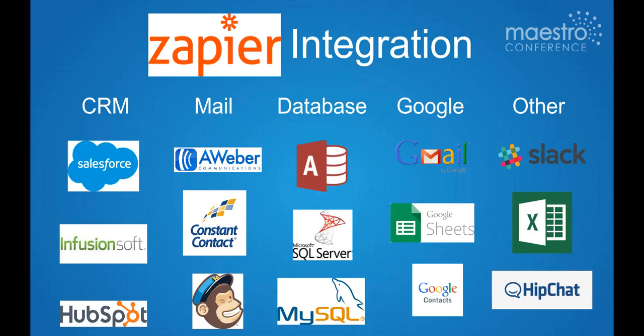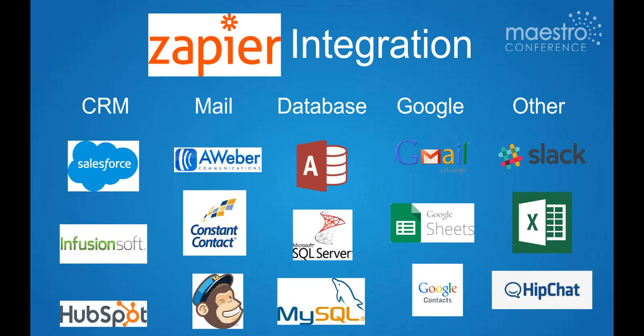MaestroConference is pleased to announce our integration with Zapier. Zapier is a tool that lets you use data from one system and put it into another, in this case using MaestroConference data and putting it into a whole host of other systems. For example, your CRM systems, Salesforce, InfusionSoft, or HubSpot, or maybe your mail systems like Aweber, Constant Contact, or MailChimp, or maybe a whole host of other systems like Microsoft Database, Google Sheets, HipChat, or Slack.